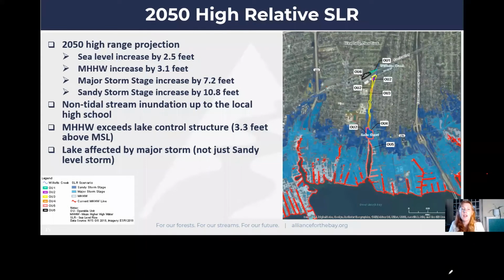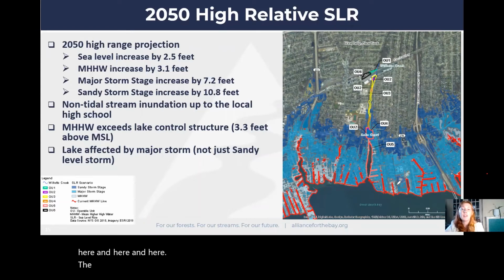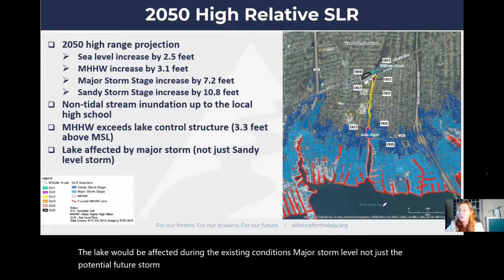In 2050, the high range projection mean higher high water increase due to sea level rise is now visible on the map in the lightest shade of blue. You can see it here and here and here. The lake would be affected during the existing conditions major storm level, not just the potential future storm based on Sandy.